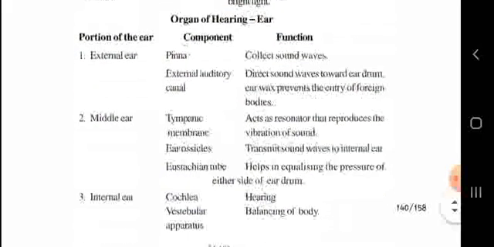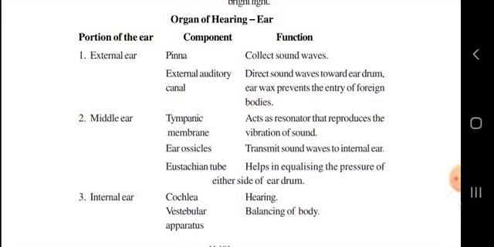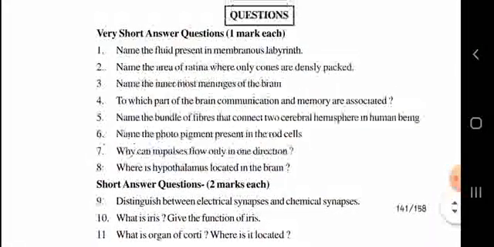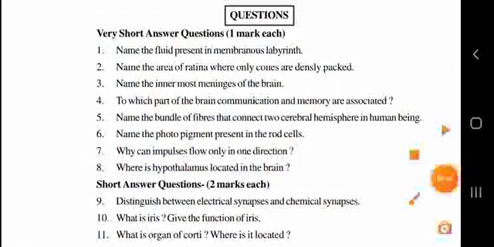Next, organ of hearing. So here the external ear, that is pinna, and external auditory canal. The pinna collects sound waves, and the external auditory canal directs sound waves towards the eardrum. Middle ear has the tympanic membrane and ear ossicles. Internal ear has the cochlea and vestibular apparatus.